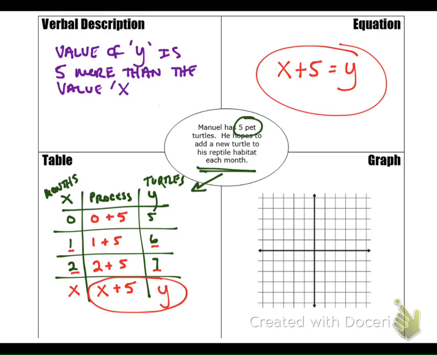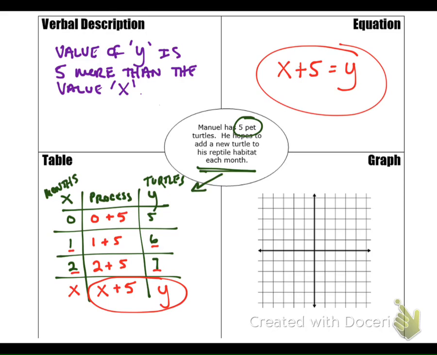So every time I have a value of y and a value of x, I know that y is going to be 5 more than the value of x. So that's how I can get my verbal description in there. A little bit different than the scenario, but it's still kind of saying the same thing. Now the last one we need to look at is our graph.